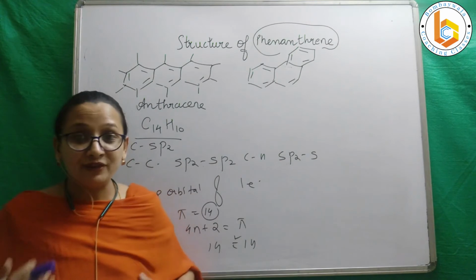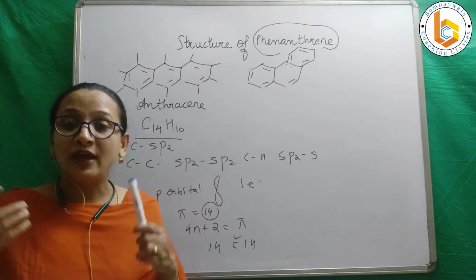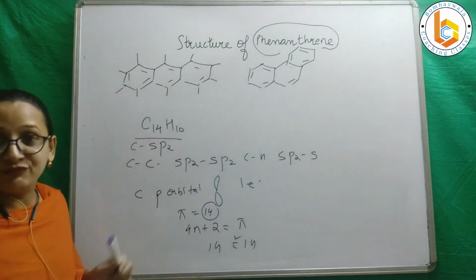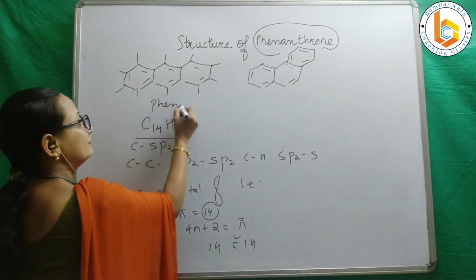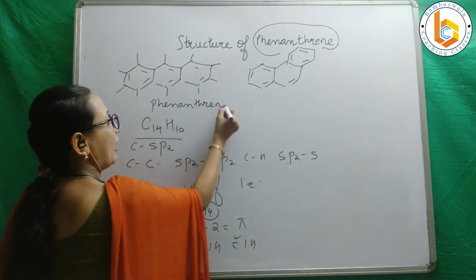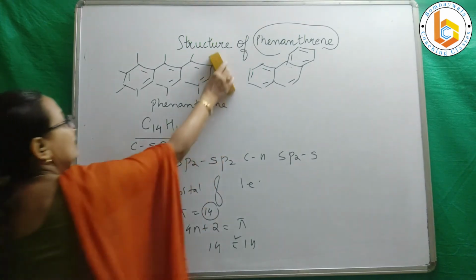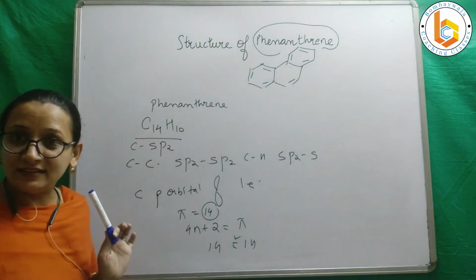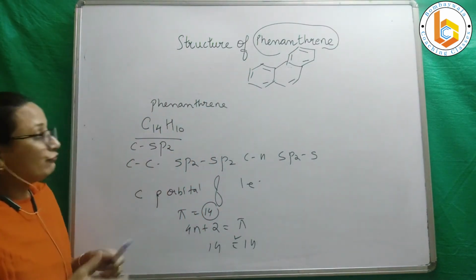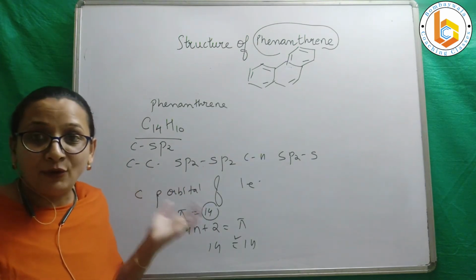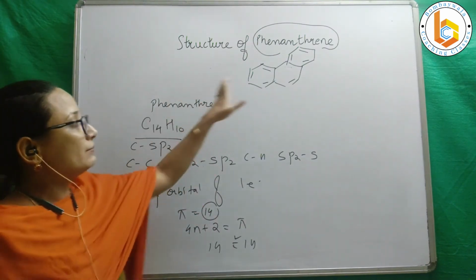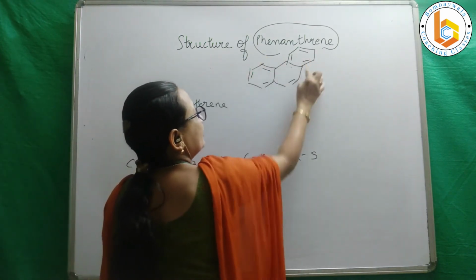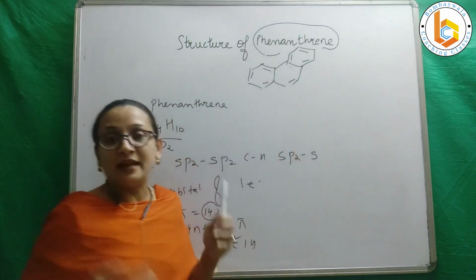Now, my dear friends, if I want to write the structure of phenanthrene, what do I do? I just write phenanthrene here, and I forget that I was talking about anthracene. I already knew anthracene, so we just revised anthracene. Now see, whatever I wrote for anthracene is applicable for phenanthrene also. All the total number of carbons are 14, hydrogens are 10. 1, 2, 3, 4, 5, 6, 7, 8, 9, 10, 11, 12, 13, 14 carbons and 10 hydrogens.